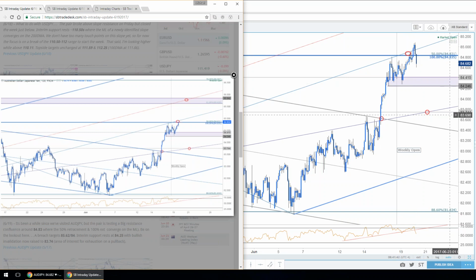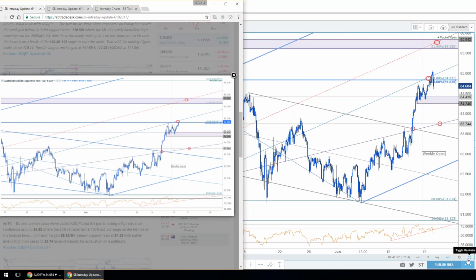Key support still 84.25 into 84.40. It's a bigger range, but I'd be taking some off the table in that region. A break of Friday's low is really what I need to see. If you see a break of Friday's low, I think you have a drop all the way down to 83.74.